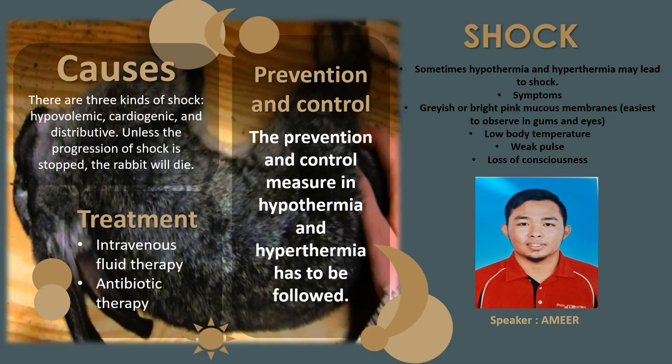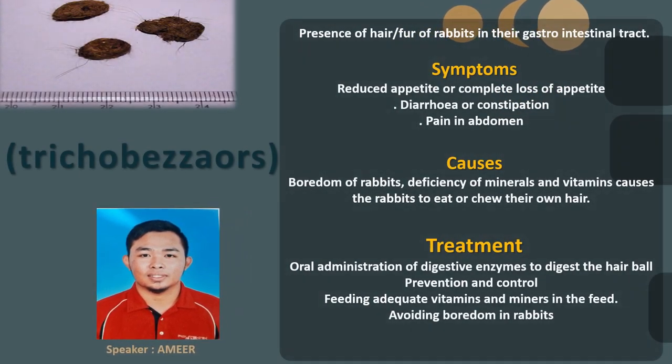Causes: there are three kinds of shock. Treatment: intravenous fluid therapy, antibiotic therapy. Prevention and control: the prevention and control measures for hypothermia and hyperthermia have to be followed. Hairball: presence of hair or fur in the rabbit's gastrointestinal tract.